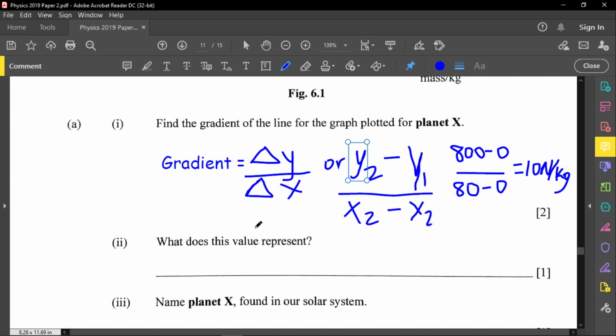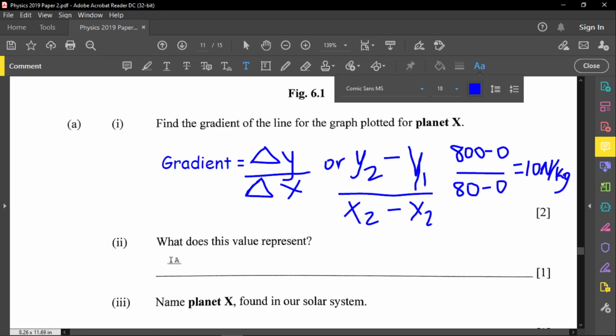All right, great. Now, the next part of the question is part 2. Part 2 says, what does this value represent? The value represents, just by the mere fact that we have Newtons per kilogram, the force per mass, which is gravitational force. So this is the force of gravity. So this is gravitational force. All right, good.